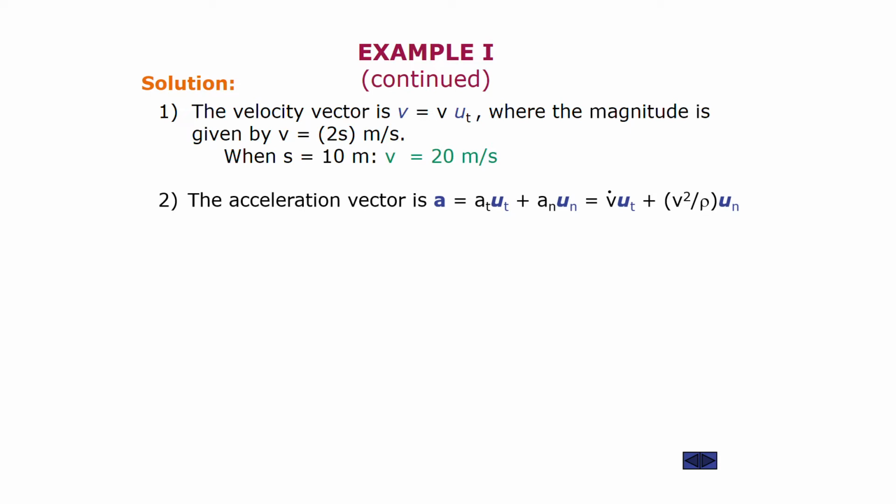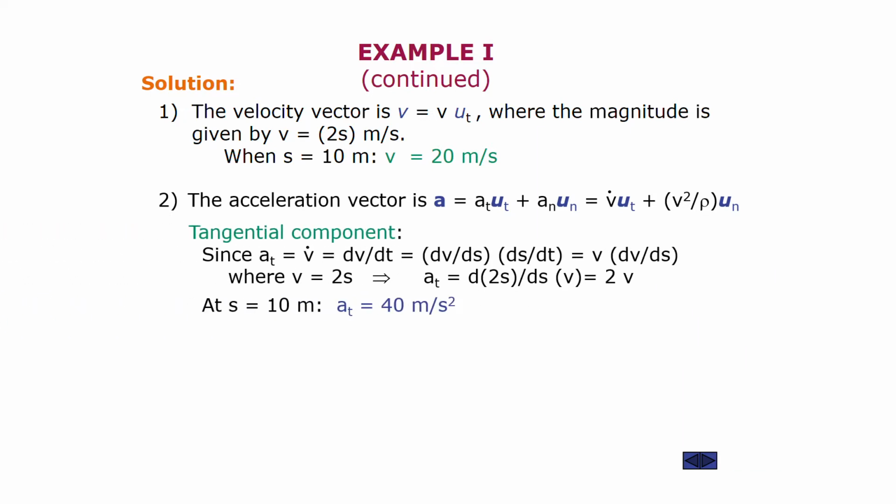Then the acceleration formula that you have in vector form. So that is in vector form, so you have a v dot and your v squared over rho. So you have to find your v dot. Since the tangential acceleration is equal to v dot, you have to differentiate v with respect to t. But we cannot differentiate v with respect to t directly. So you have to use a little bit of a trick by taking dv over ds times ds over dt, so that you have v dv over ds.